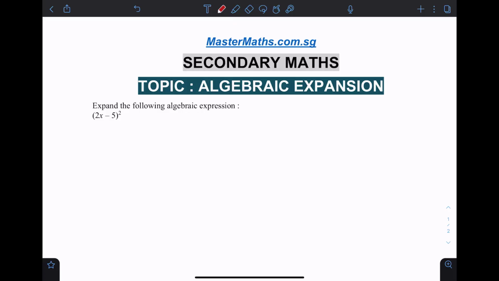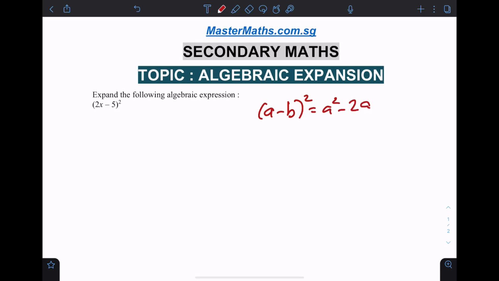Okay, today's example is on the secondary mathematics algebraic expansion. So this is when we will use the algebraic expansion formula, (a − b) squared, which is equivalent to a² − 2ab + b². Okay, so let's get on it.